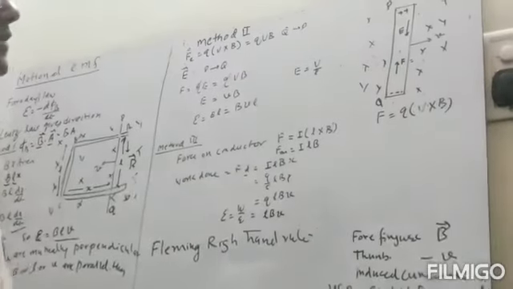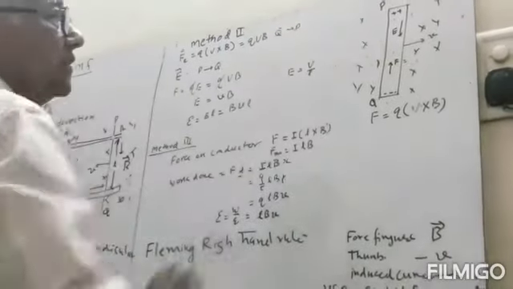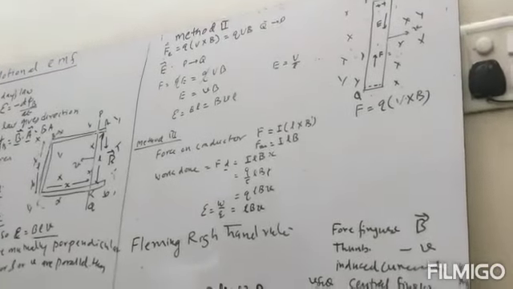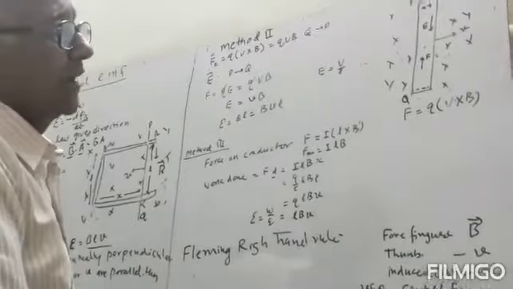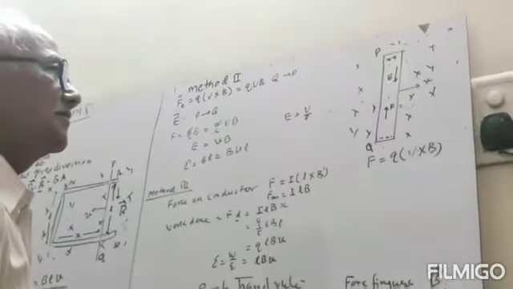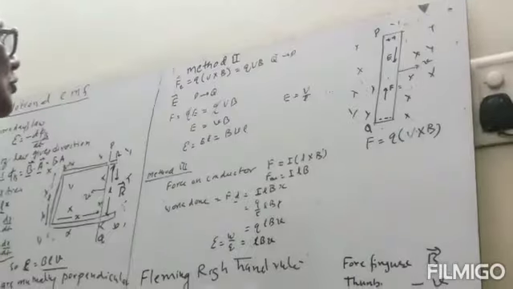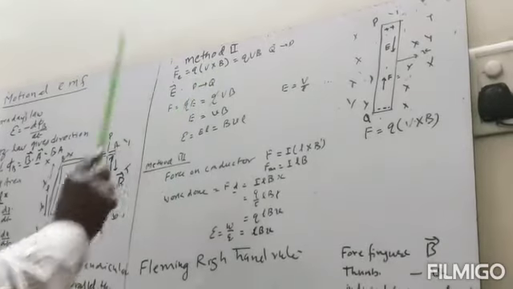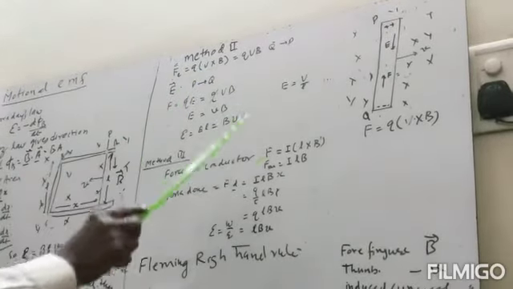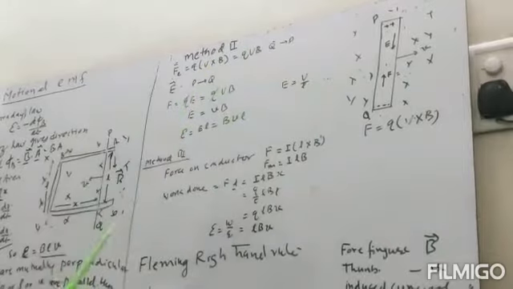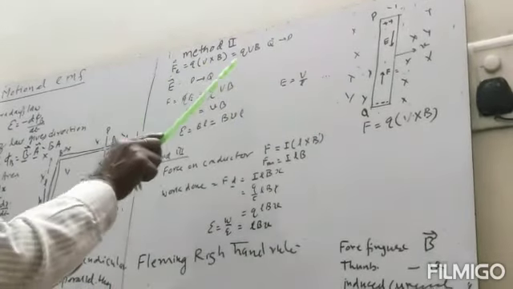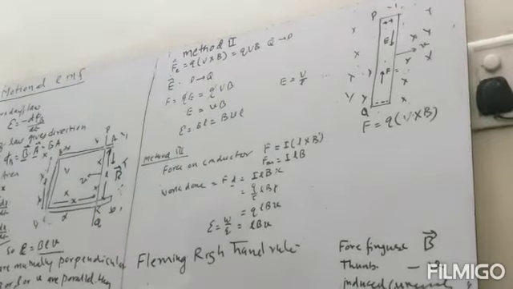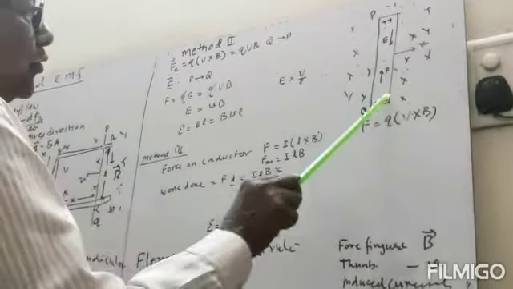But if we move it with the velocity v in this side, then the electrons are free. The Lorentz force will act on the electron. Lorentz force is equal to qv cross B. So here v and B are mutually perpendicular, so theta is equal to 90. So it will become qvB, and the direction of this force will be from Q to P.